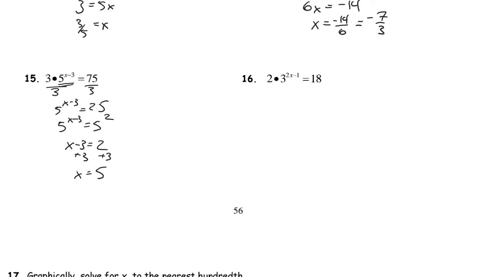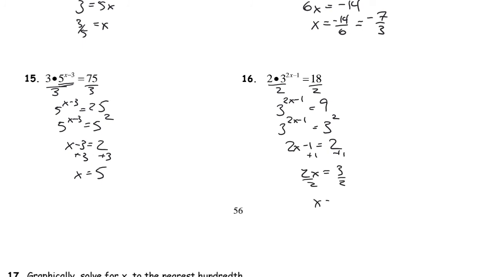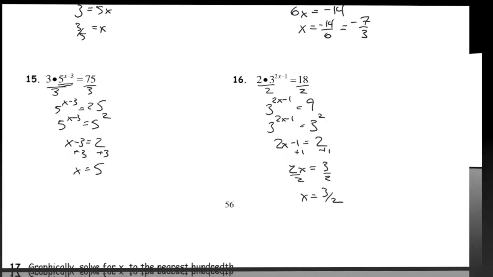Over here, it's the same thing. 2, 3, and 18 do not have a mutually common base that I can reduce them to. But I can divide both sides by that 2, that coefficient, and I get 3 to the 2x minus 1 is equal to 9. Well, 9 is a power of 3. I can replace that with 3 to the 2. Power equals power. Bases are the same, so I can write exponent equals exponent. And then I will add 1 to both sides, and then divide by 2. So x is going to equal 3/2.